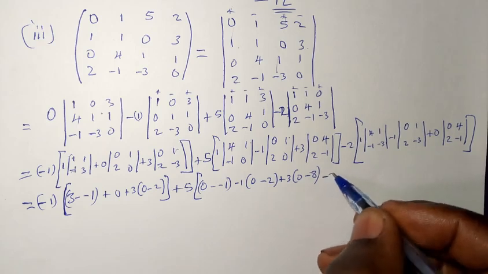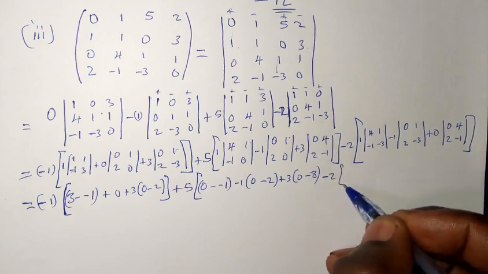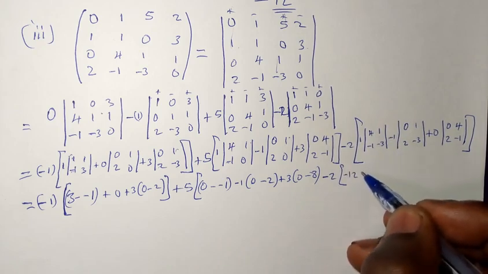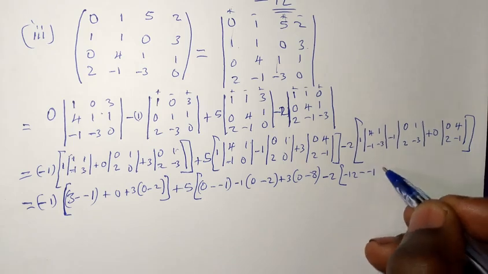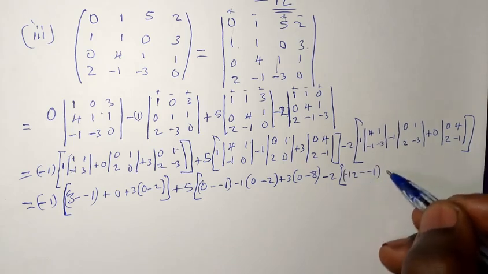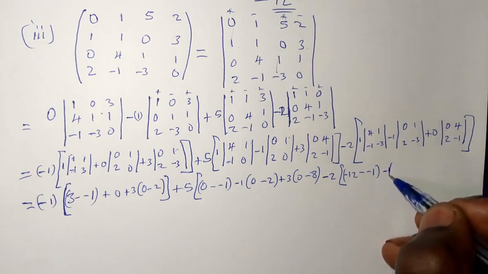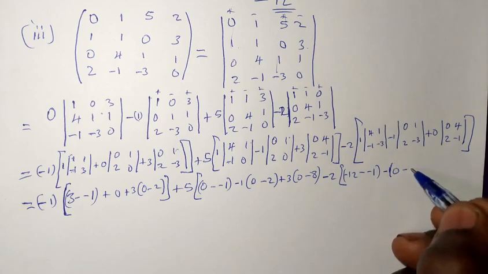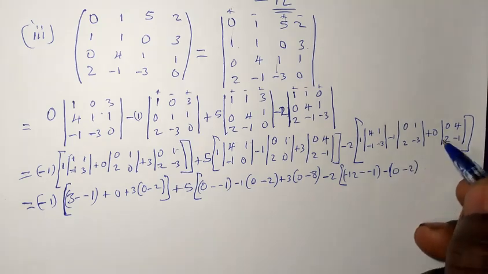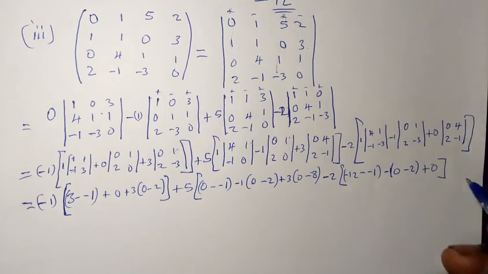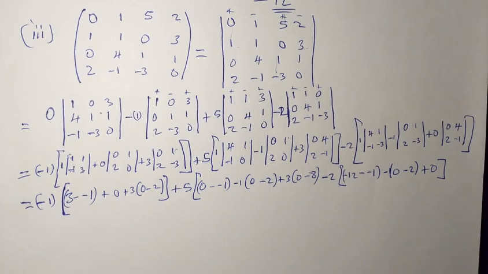So we have the next one there. We have minus 2 all bracket. This time this is minus 12 minus 1. Let me take this one together. Then minus 1. Let me just put it as minus open bracket, 0 minus 2. And then this, everything here will be 0. So let me just add plus 0. So we close this bracket. Close this bracket.